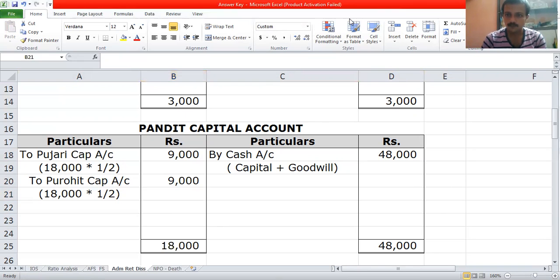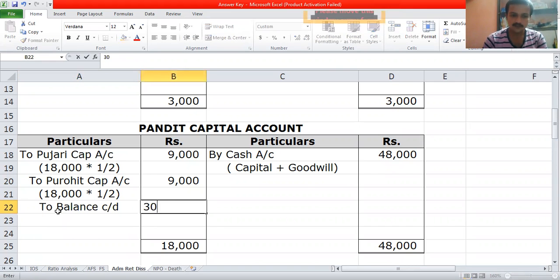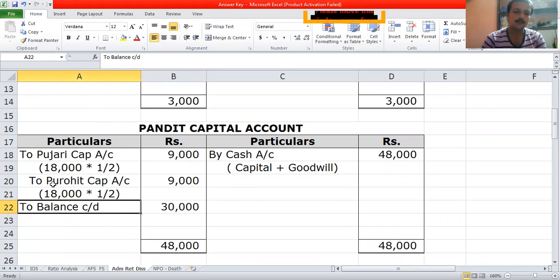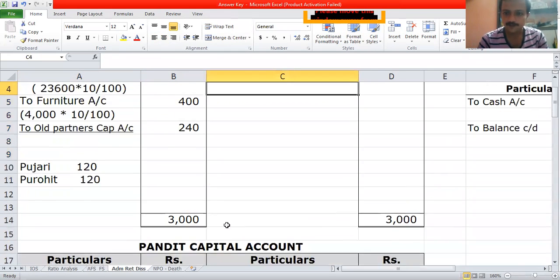It will be. So once you finish this, the last work will be to write the balance carried down. It will be 30,000. So now you can see ultimately the capital has remained in the capital account. So that's what we wanted, and we have achieved it. So the next is the balance sheet.